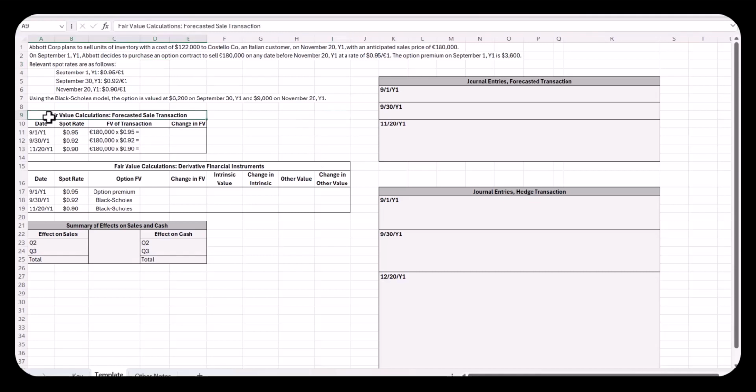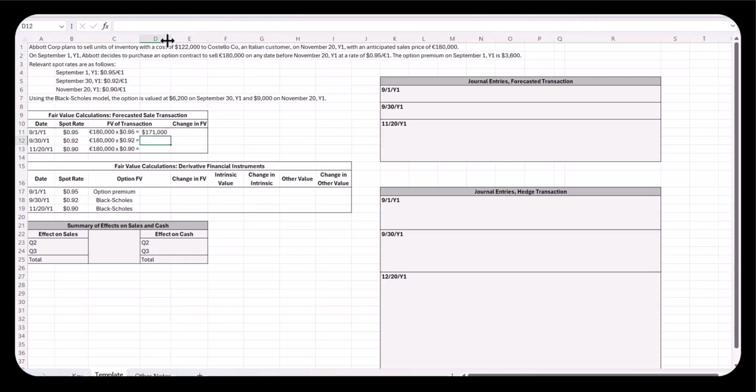So on the next table, we see fair value calculations for the forecasted sale itself on each of the dates: September 1st, September 30th, and November 20th. And I've written out here how you would calculate the fair value of the transaction. You're going to take the sales price, which is $180,000, and multiply by the spot rate on that date. You'll do that for each of these periods. So that's at September 30th, and then on the date of the sale that it actually happens, we've got 180,000 euros, and then we take the spot rate here from cell B13 to get the fair value of the transaction.